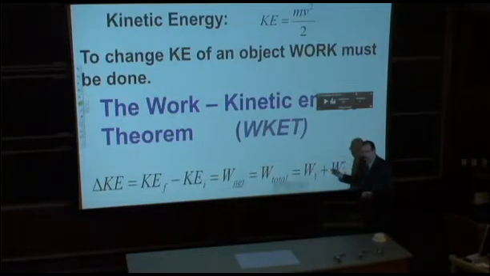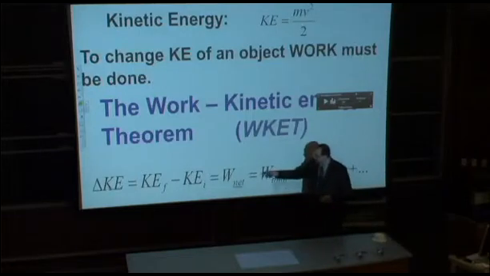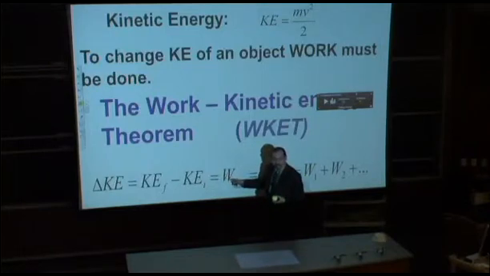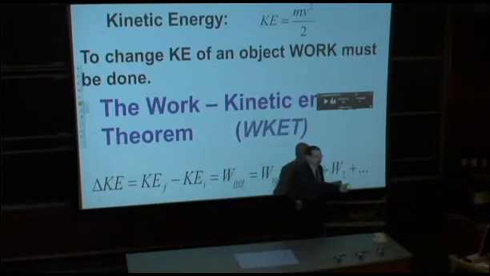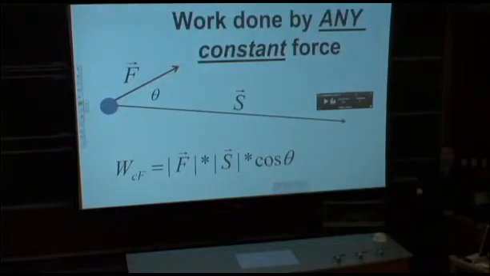If we have several forces, each force might do its own work. And we just have to add them up all together as numbers. Those are numbers, positive or negative. And the result gives us the net work. If net work is zero, kinetic energy doesn't change. If net work is positive, kinetic energy increases, the object is speeding up. If net work is negative, kinetic energy decreases, the object is slowing down.